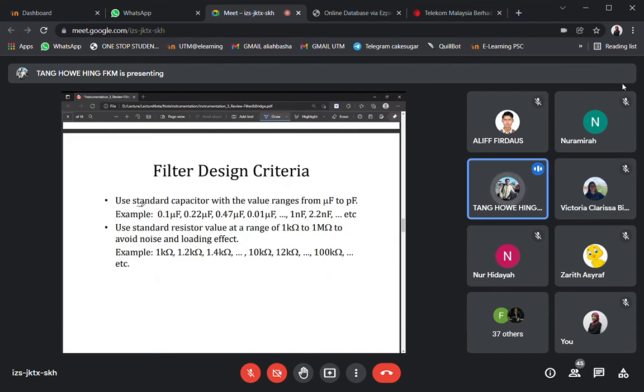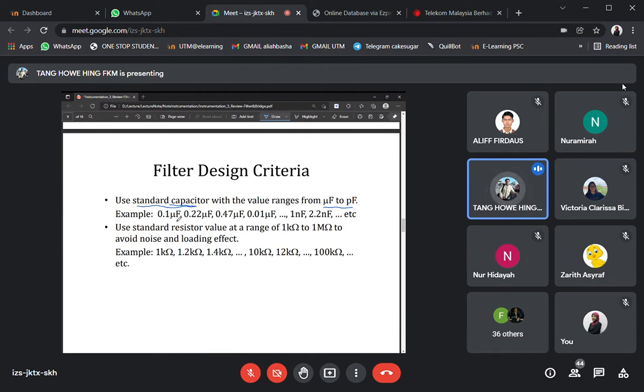When we try to design the filters, make sure you use standard capacitors. These standard capacitors are usually in the range from 1 microfarad down to picofarad. For example, standard capacitors are like 0.1 microfarad, 0.22 microfarad, 0.47, 0.01, and 1 nanofarad, 2.2 nanofarad, and so on, down to 1 picofarad.